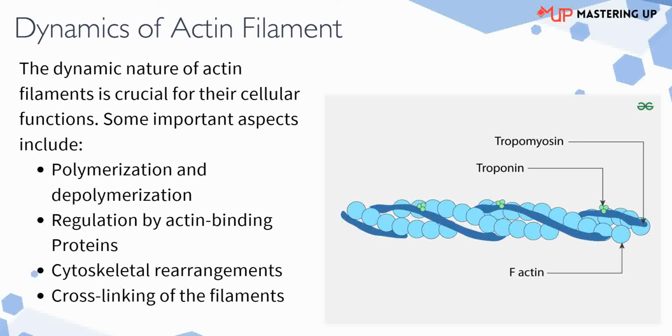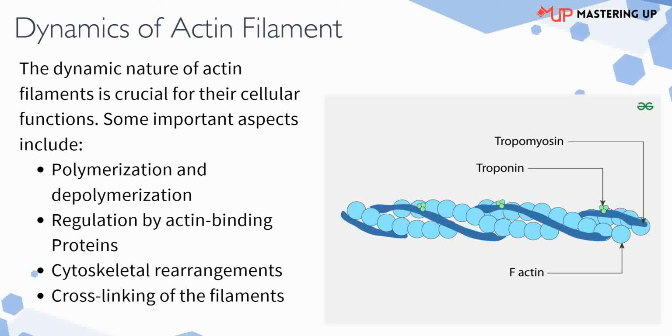The second is regulation by actin binding proteins. Various actin binding proteins modulate assembly, disassembly, and stability of filaments, thereby influencing various cellular processes. The third one is cytoskeletal rearrangement. They undergo rearrangement in response to extracellular signals, altering cell shape, movement, and function.